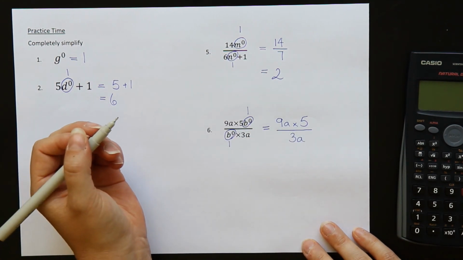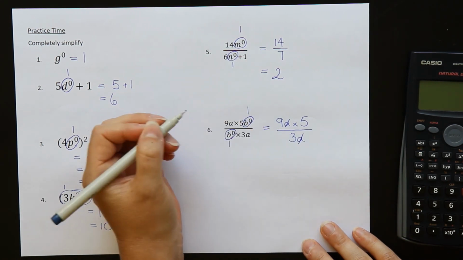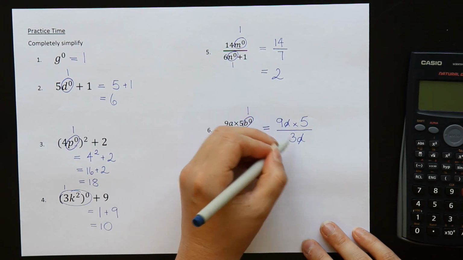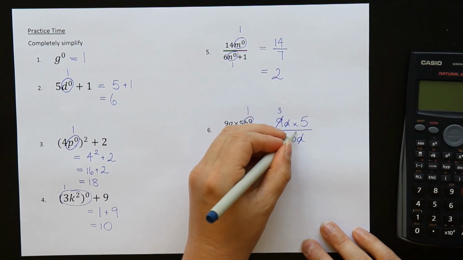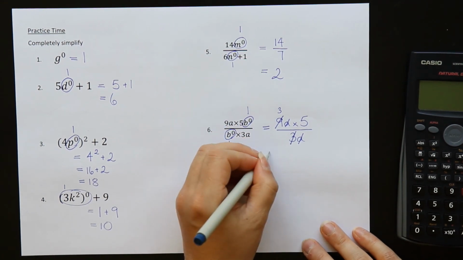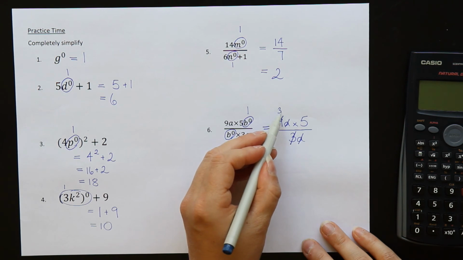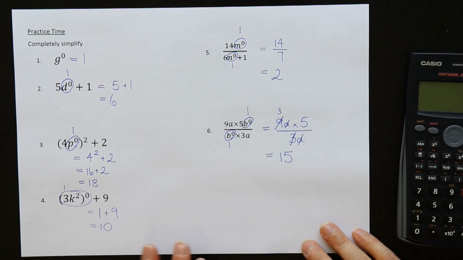There's some more things that we can cancel off. We've got an a on the top and an a on the bottom. And 9 can divide by 3. So I could divide that by 3 to get 3 to cancel that one off. The denominator, there's nothing left. So on the top I have 3 times 5, which is 15, is the answer.